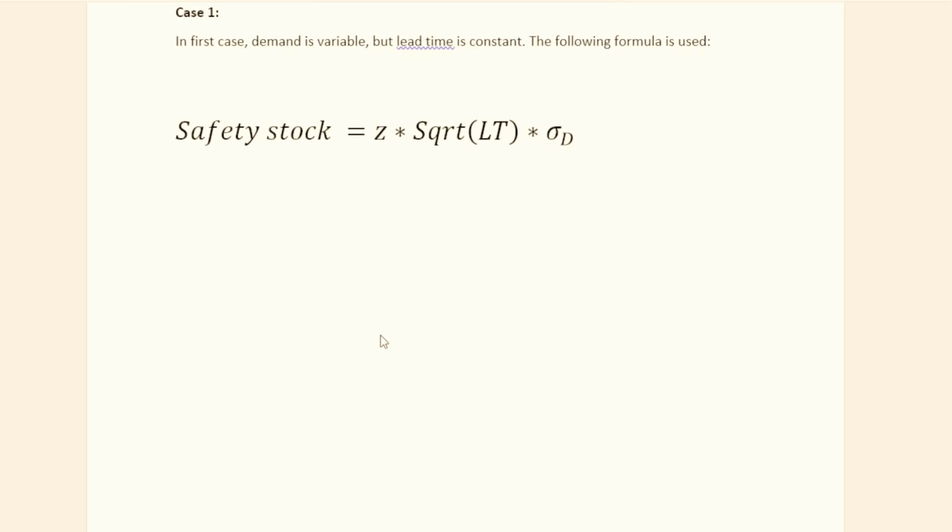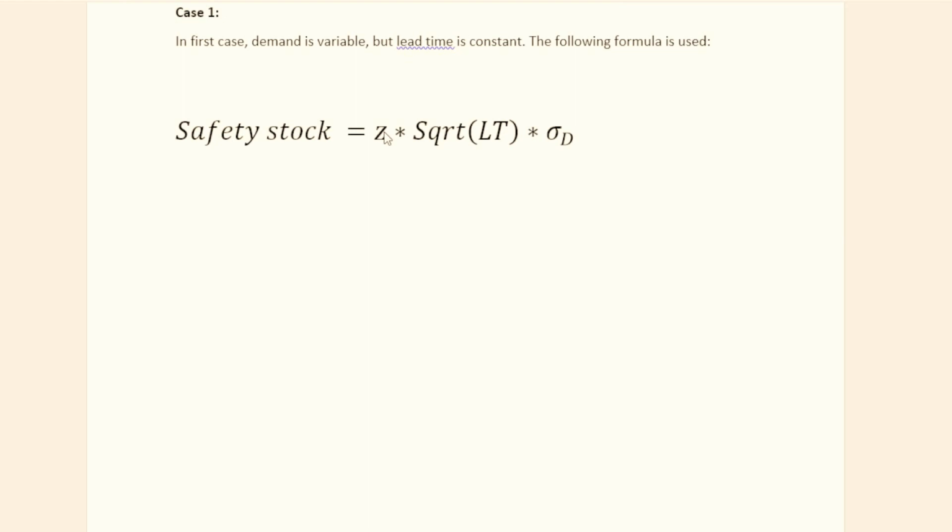The formula that you see on your screen is used to calculate safety stock. Safety stock equals Z times the square root of lead time multiplied by the standard deviation of demand. Here Z is called the Z-score. The value of Z can be found from the normal distribution table. Why is that? Because in calculating the safety stock, we assume that demand follows a normal distribution. So this is a basic assumption behind using this safety stock formula.